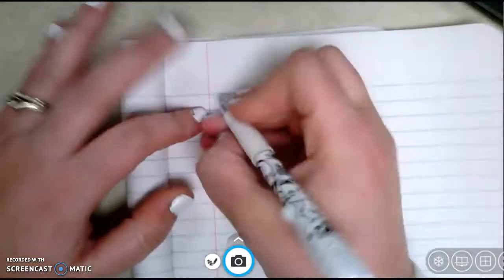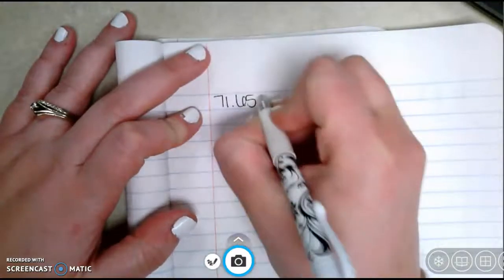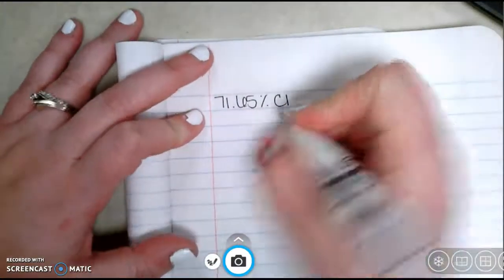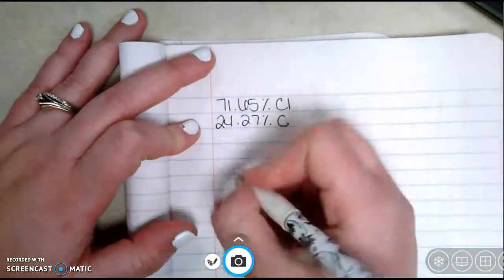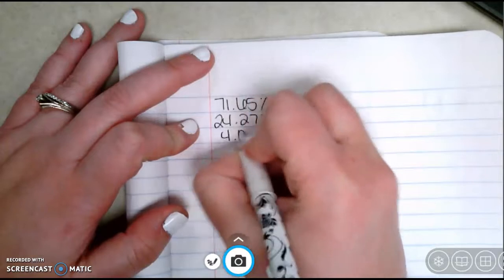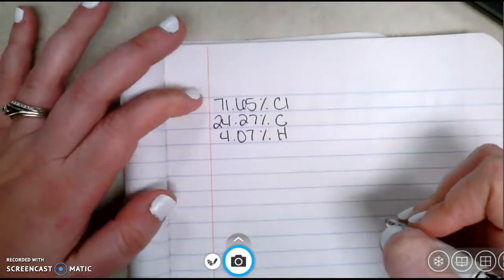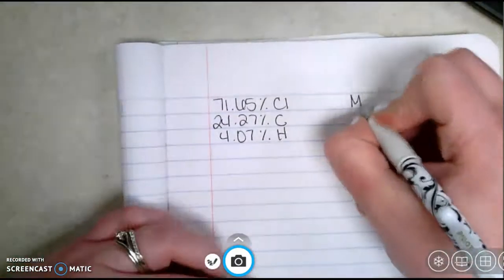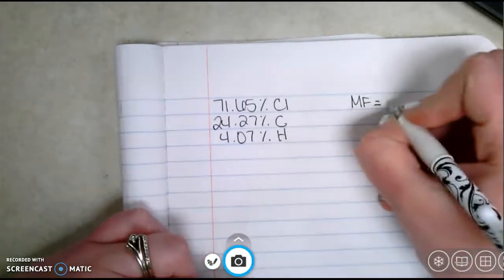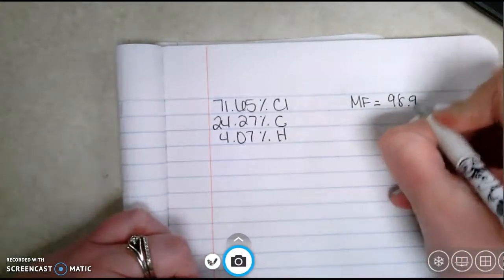So let's say that our problem gave us some percentages. So we have 71.65% chlorine, 24.27% carbon, and 4.07% hydrogen. And so we have a sample. These are our percentages, and our molecular formula mass in grams is 98.96.